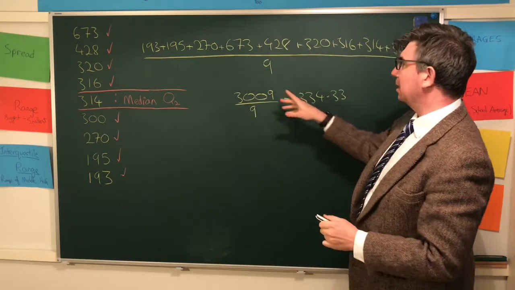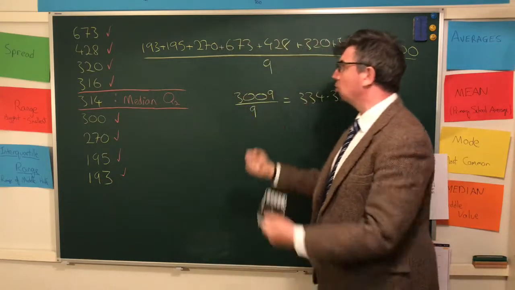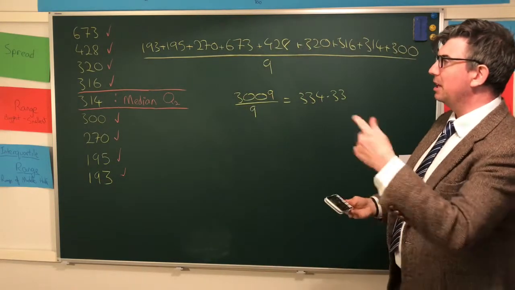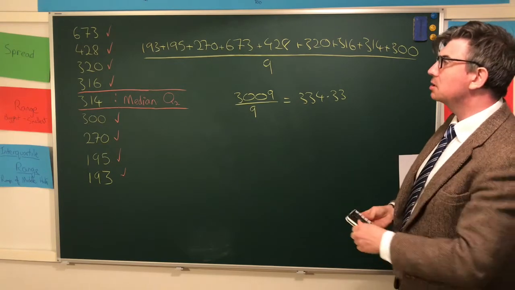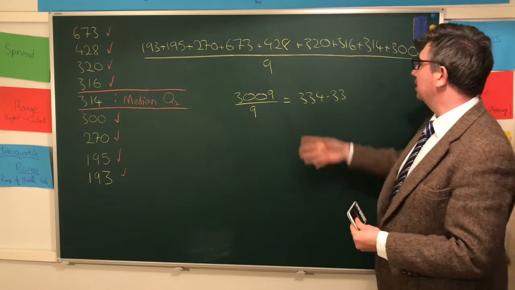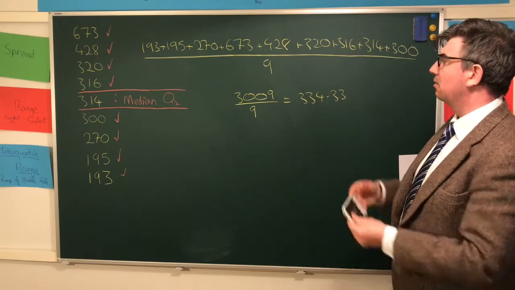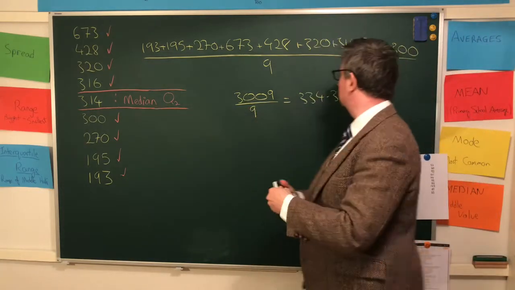It's probably going to be closer to 673, because 673 is pulling that mean towards it. 673, it's kind of a big number relative to all the other numbers, so it's probably not quite an outlier, but it's tending towards being an outlier. So it's definitely pulling the mean away from the median. So this guy here is the mean.